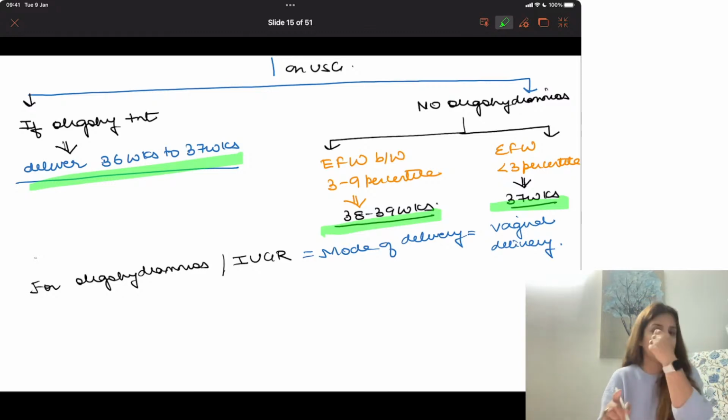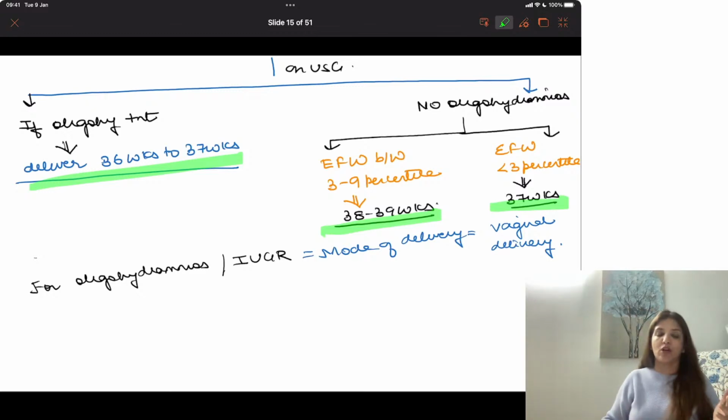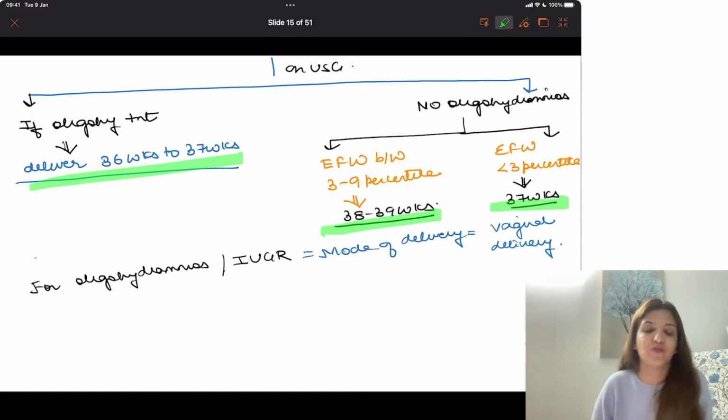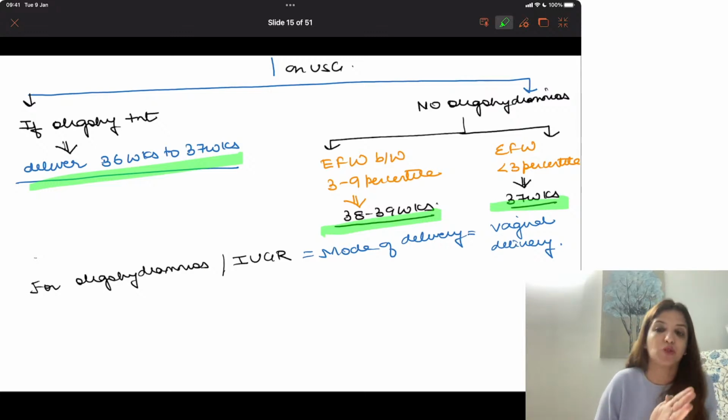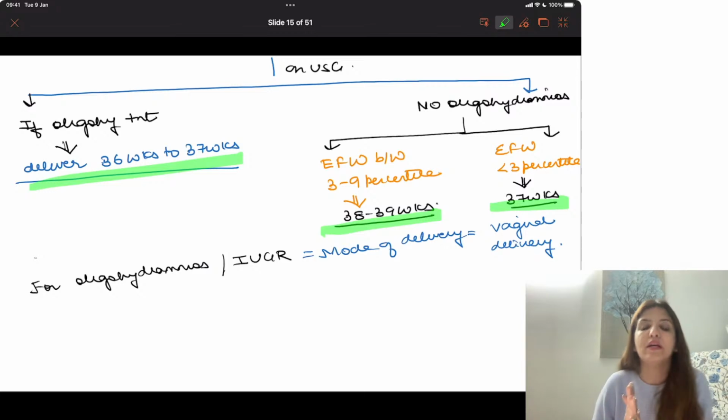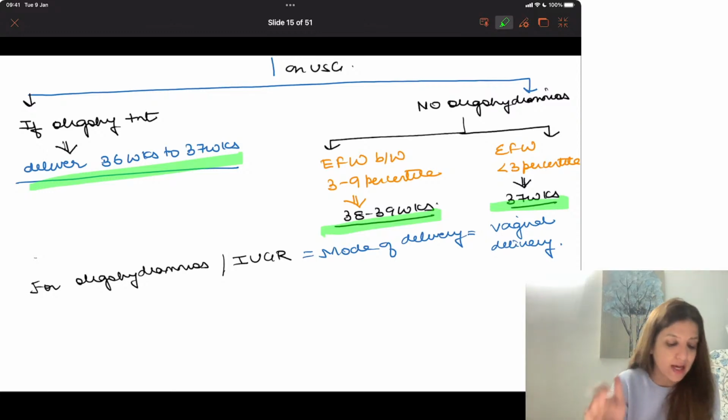For your NEET exam, you simply have to remember if oligohydramnios is present, the time of delivery is 36 to 37 weeks. That's very important. And if there is no oligohydramnios, then you have to deliver at 37 weeks if the estimated fetal weight is less than 3 percentile, and at 38 to 39 weeks if the estimated fetal weight is between 3 to 9 percentile. So anytime beyond 37 weeks, you have to deliver if there is no oligohydramnios. If oligohydramnios is present, you have to deliver between 36 to 37 weeks. Exact timelines are important for upcoming INICET exams.